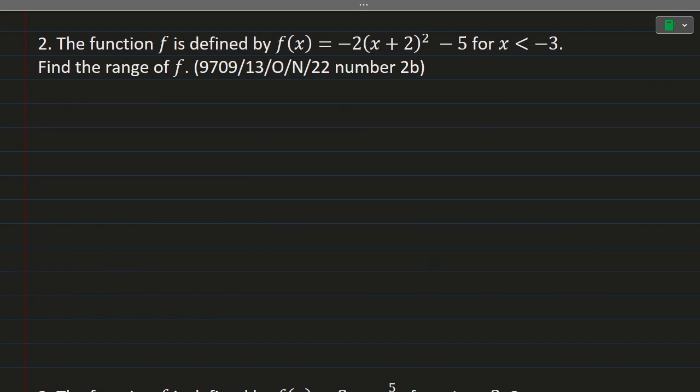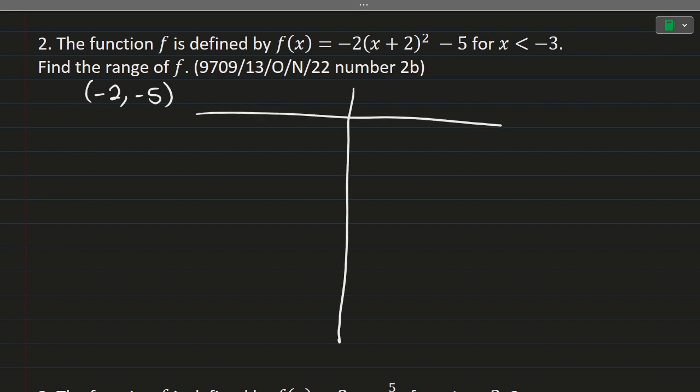Now let's move on to question number 2. The function f is defined by f of x is equal to negative 2 times (x plus 2) squared minus 5 for x is less than negative 3. Find the range of f. Again, we have to start by sketching our function. The turning point of our function is (negative 2, negative 5). So let's sketch our Cartesian plane. Negative 2 will be somewhere here and negative 5 will be about here. So our turning point is here.